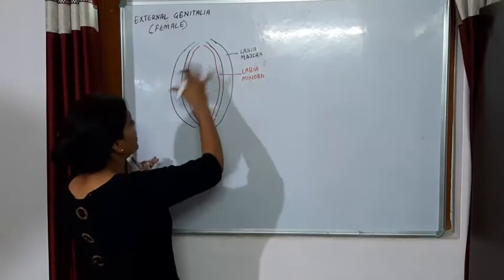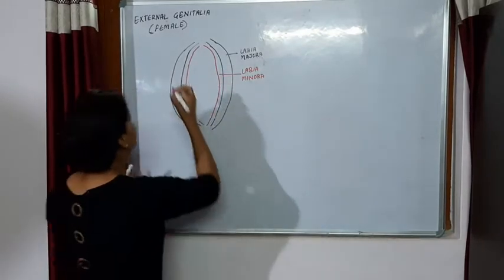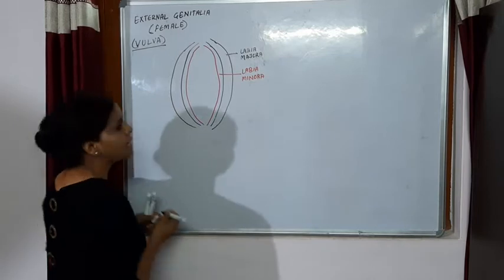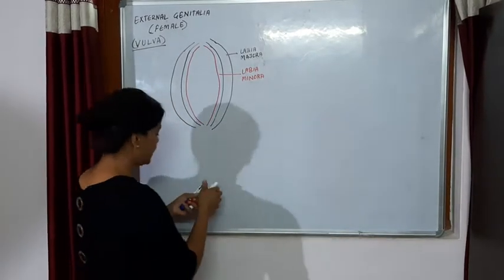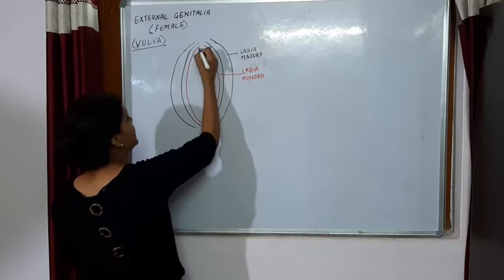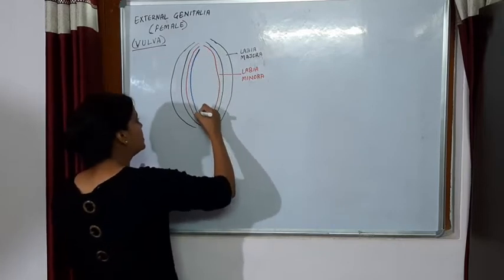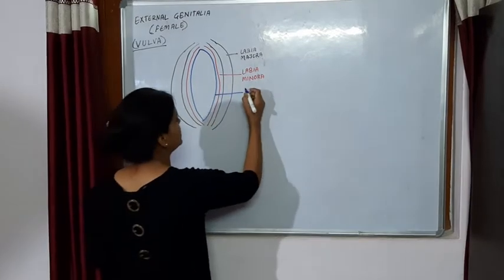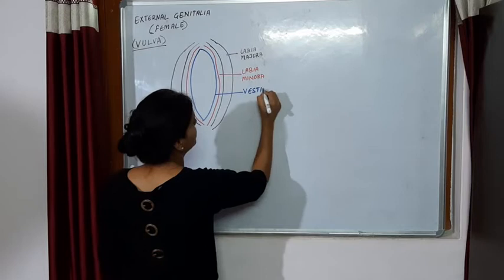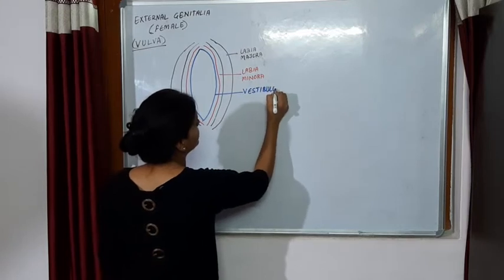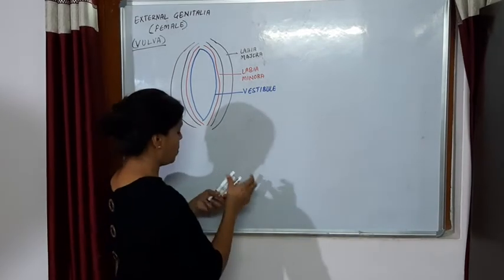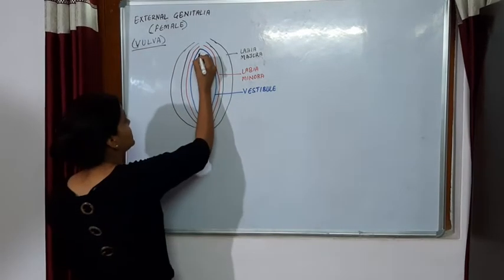Then what is this external genitalia? Basically the name of the external genitalia is vulva, right? And this vulva is inside, we can say, a depression, and all the structure inside that depression is called the vestibule, right? This vestibule consists of two different openings, right?